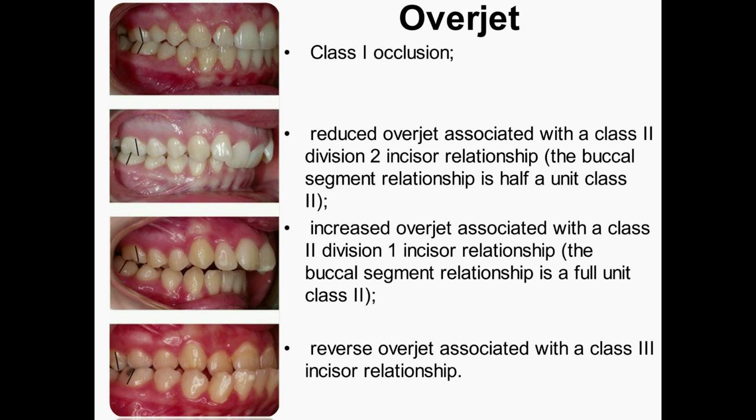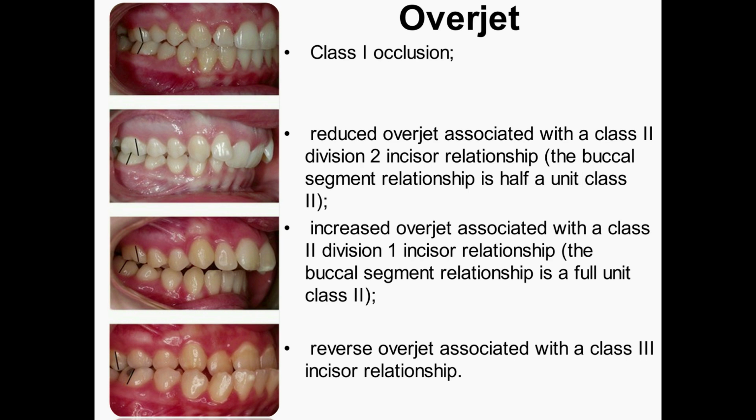The overjet should be measured from the labial surface of the most prominent maxillary incisor to the labial surface of the mandibular incisors. The normal range is 2 to 4 mm. If there is reverse overjet, as can occur in a class 3 incisor relationship, this is also measured and given a negative value. In this photo we can see class 1 occlusion.